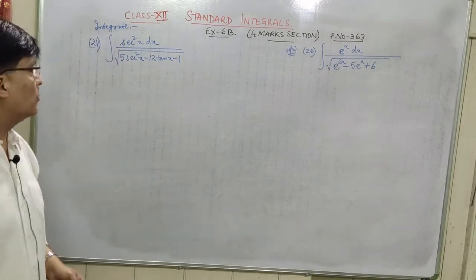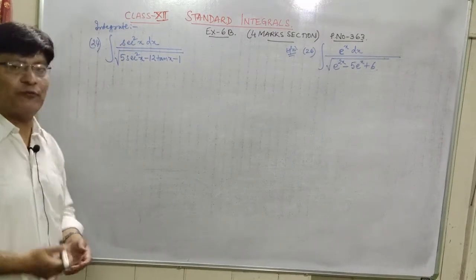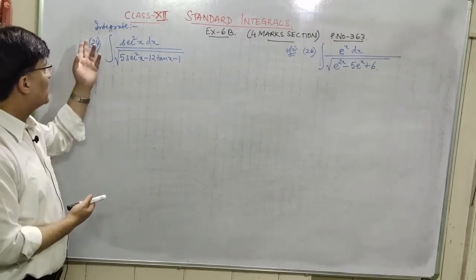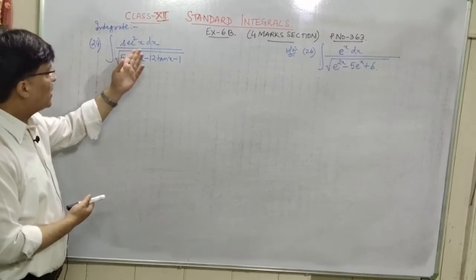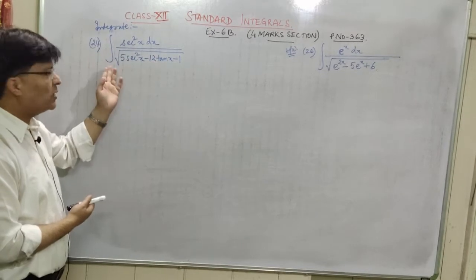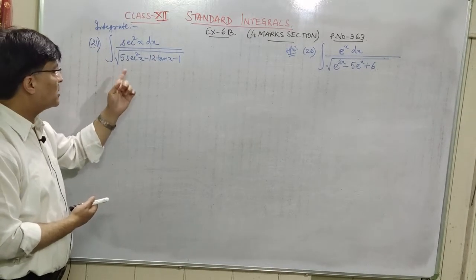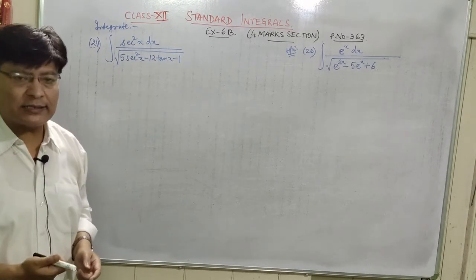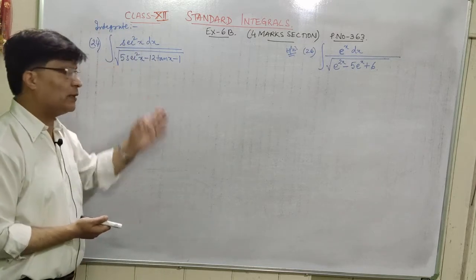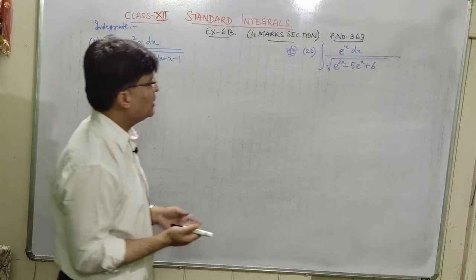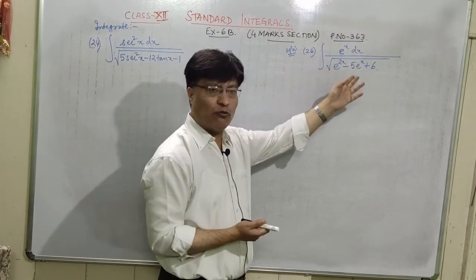So now we'll do the next question, that is question number 24. You have to evaluate this integration, that is the integral of sec square x dx divided by the square root of 5 sec square x minus 12 tan x minus 1. Let us evaluate this integration, and you can do question 26 as homework.